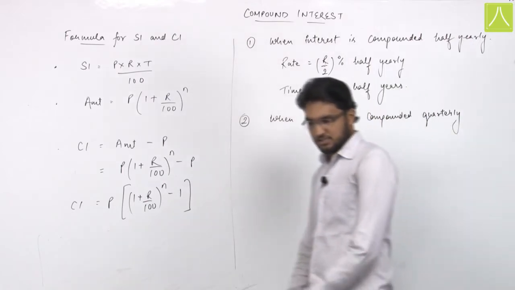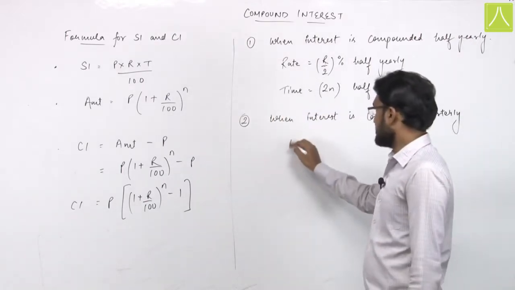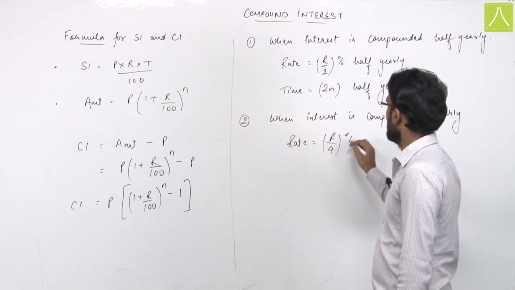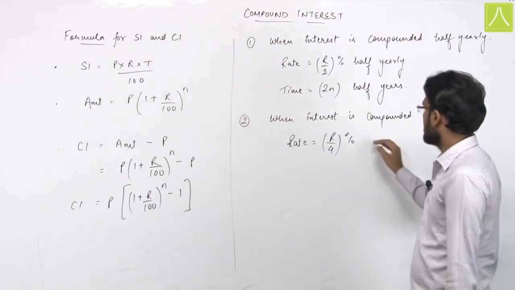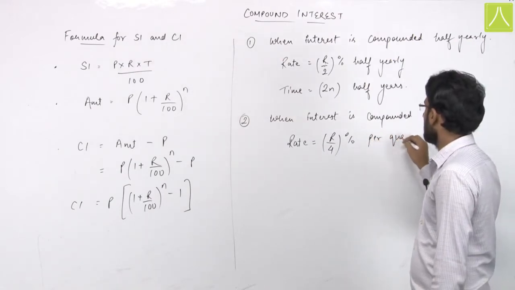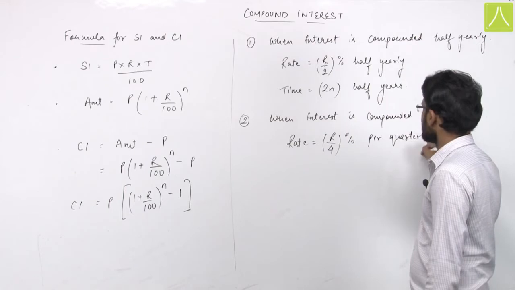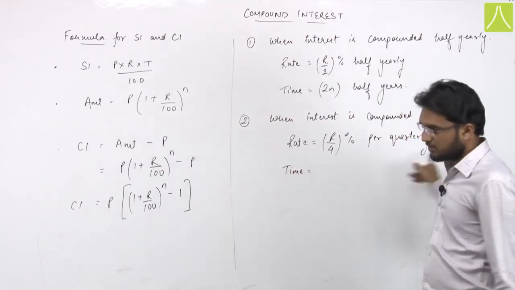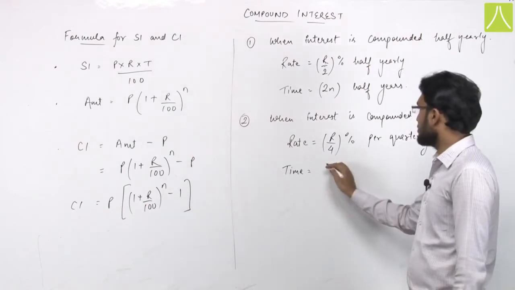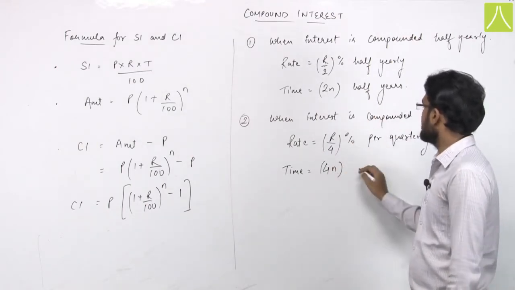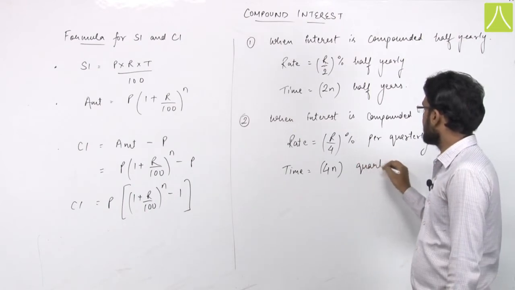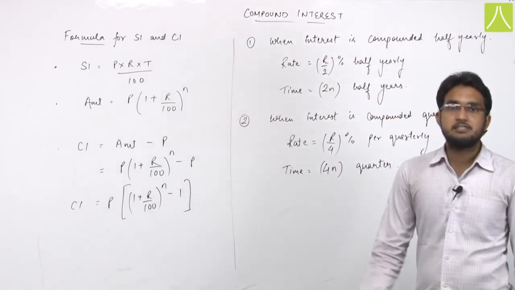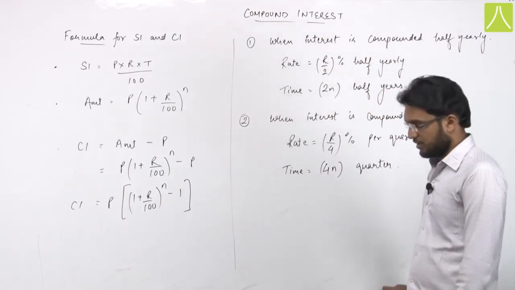Now if I talk about when the interest is compounded quarterly, then the rate is going to be R upon 4 percent per quarter. And the time, since we are calculating the amount, will be equal to 4n quarters. So this is the time and this is the rate when the interest is calculated half yearly and quarterly.